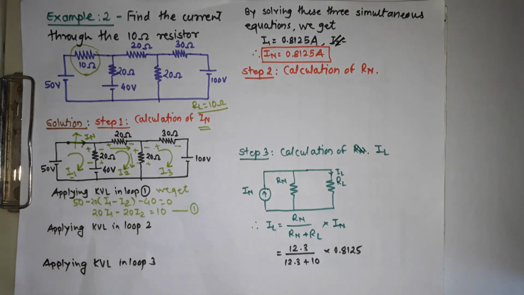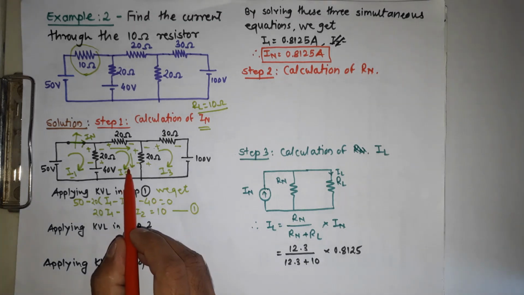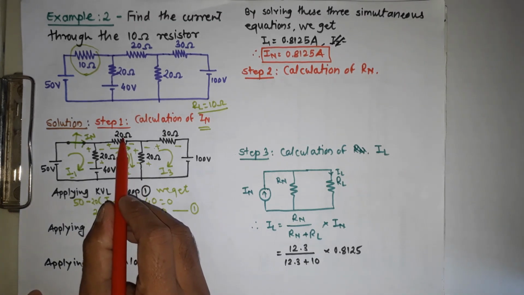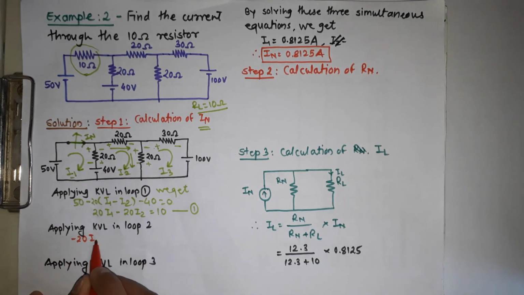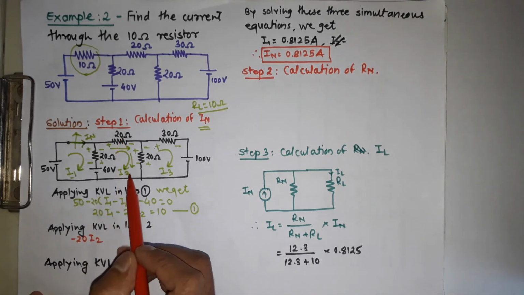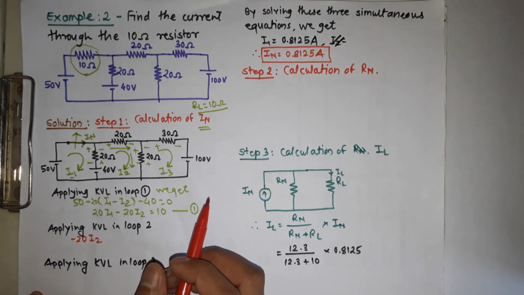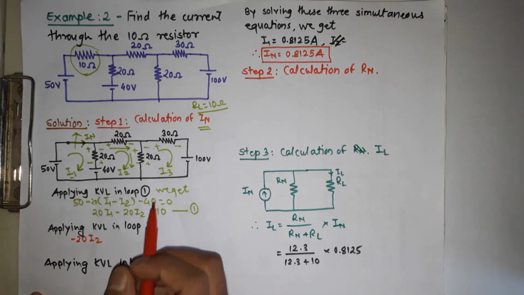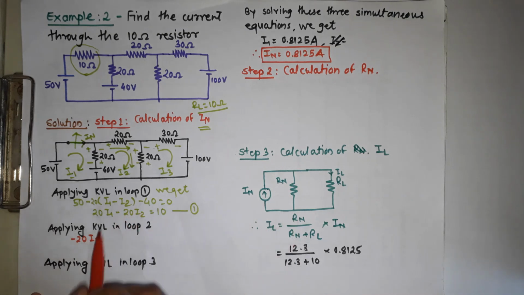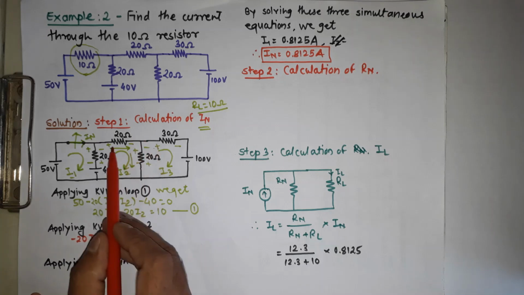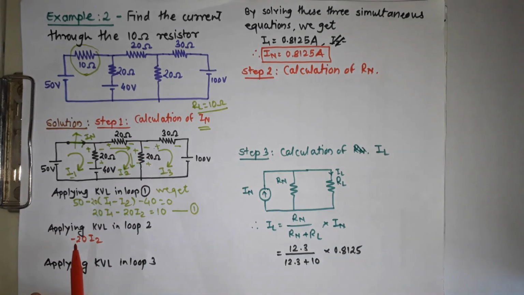Now we will apply the KVL in the second loop. Starting from this 20 ohm resistor, current flows plus to minus, so it is minus 20 I2. Here we consider I2 because the current flowing through the 20 ohm is I2. And if you are facing any problem understanding the mesh analysis, you can see my previous lecture on the mesh analysis.